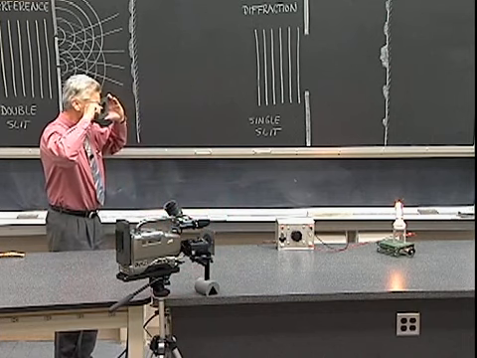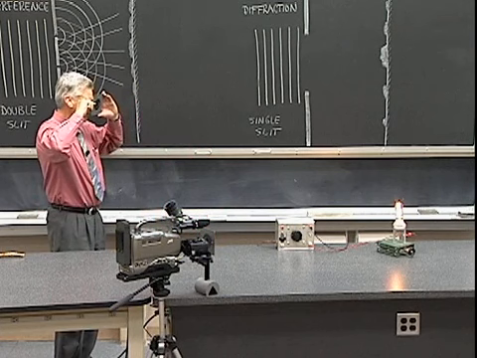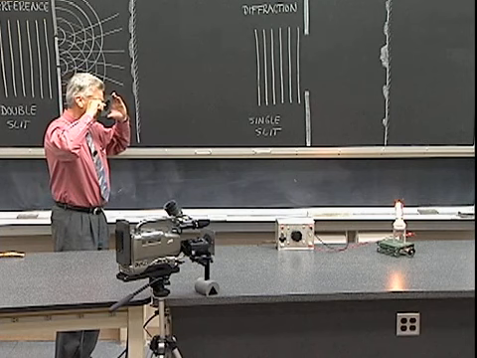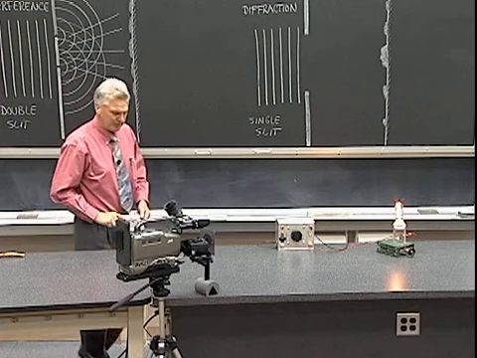Now, the red light spreads the most, and the blue light spreads the least. So when I look through here, on each of those fringes, I see the outer part of the fringe colored red, the inner part of the fringe colored blue or violet, with all of the other colors in between.